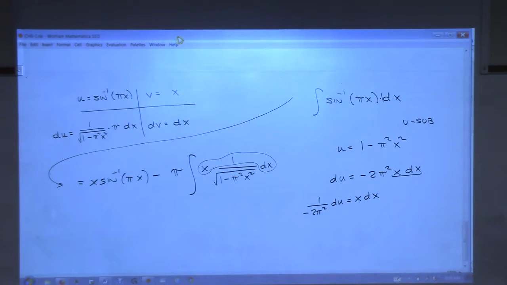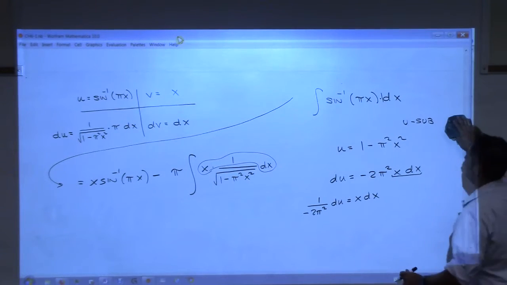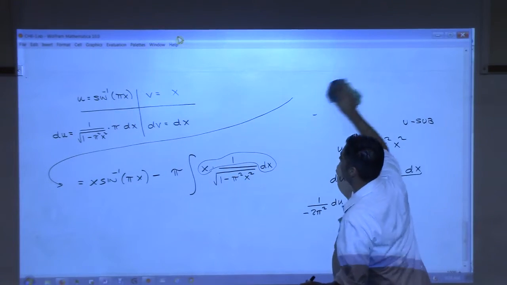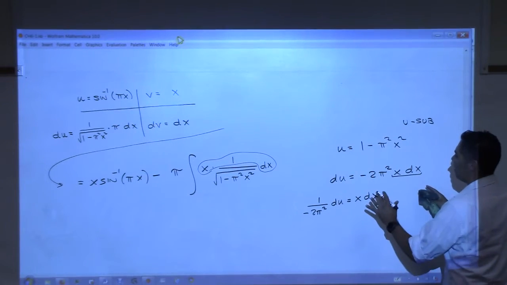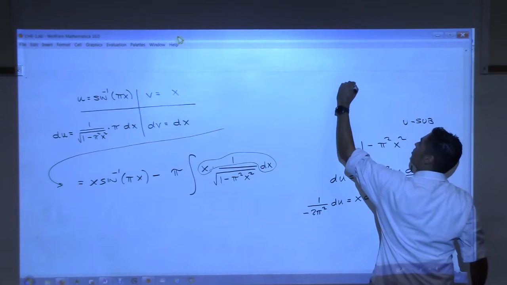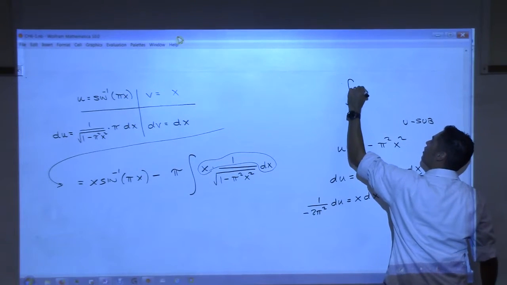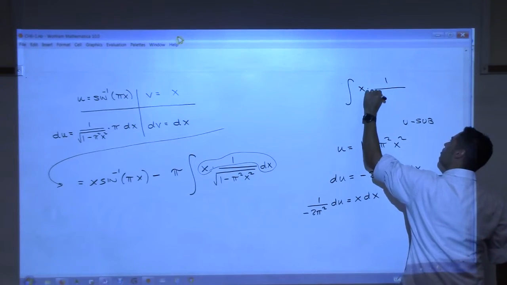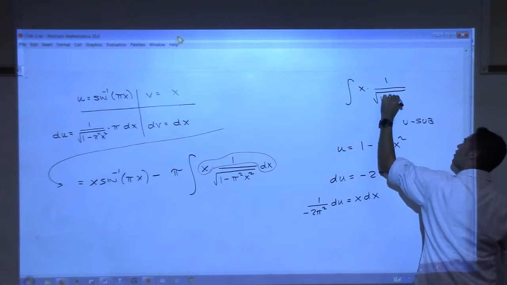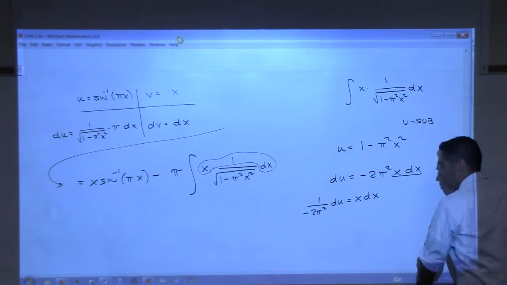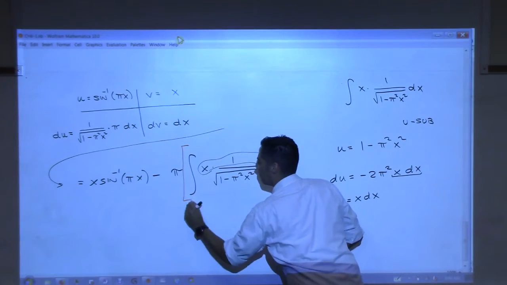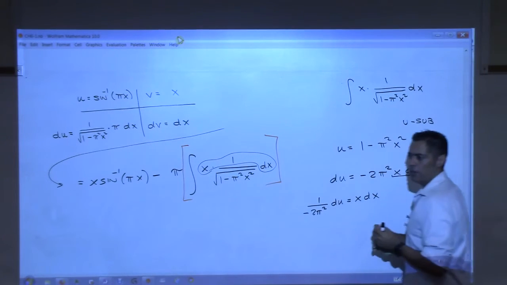And that's it. So we can keep going here. Let me just kind of recap where we are. What we're doing over here is we were trying to address the integral of x times 1 over root 1 minus pi squared x squared dx. We were trying to do this integral, right? Which is this right here.